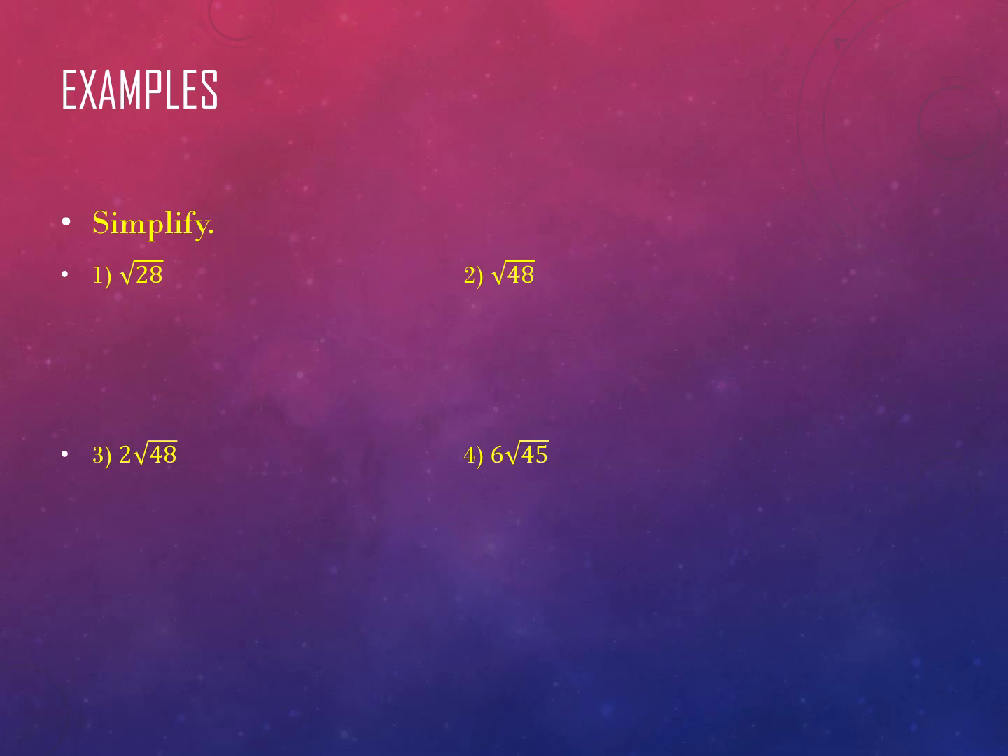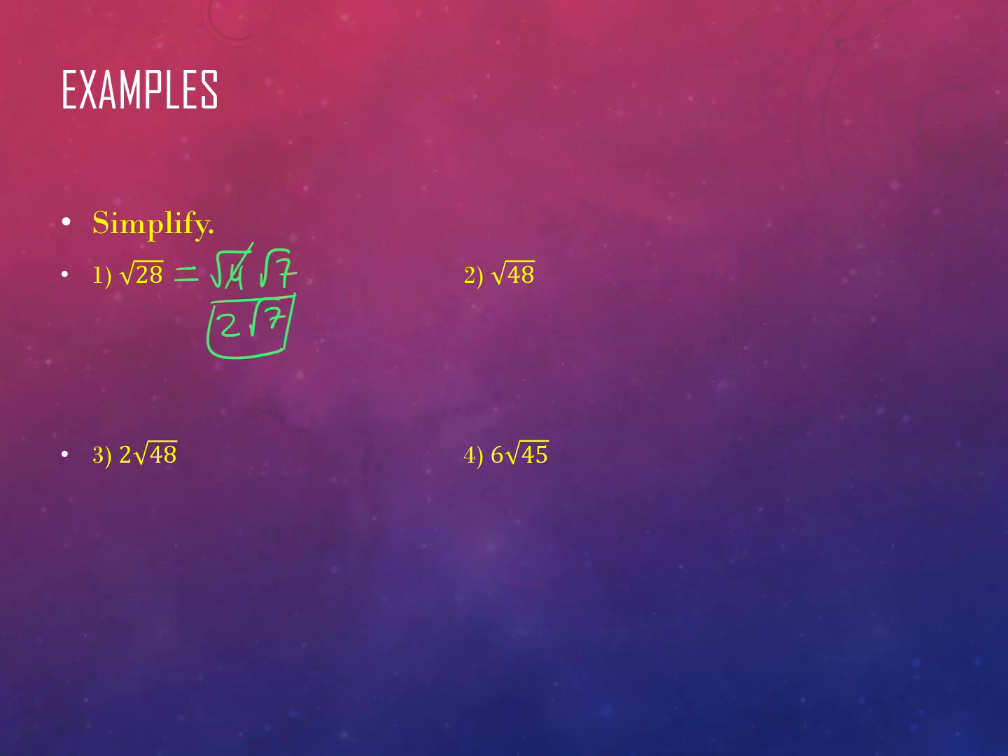Let's try some examples. Again, I would mostly try to find perfect roots. So something like the square root of 28, we can say that this is the square root of 4 and the square root of 7, right? It has a lot of factors, but 4 is the one that's a perfect square. I know that that's 2. Square root of 7, I can't simplify any further, so I leave it alone like this. And we can do the same thing with 48.